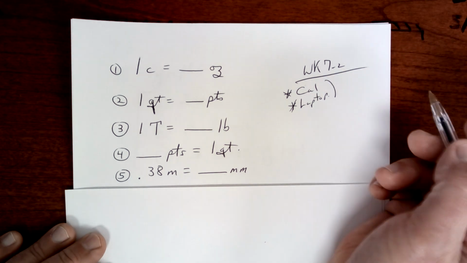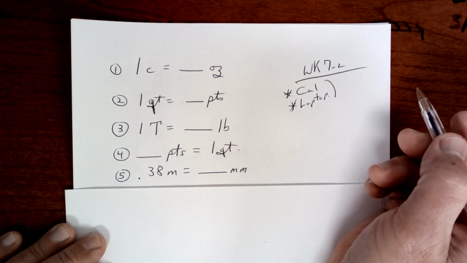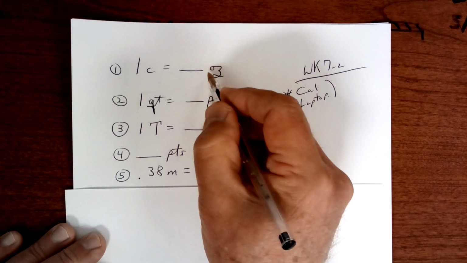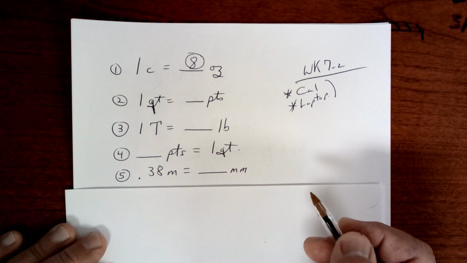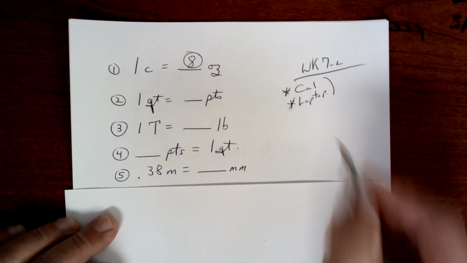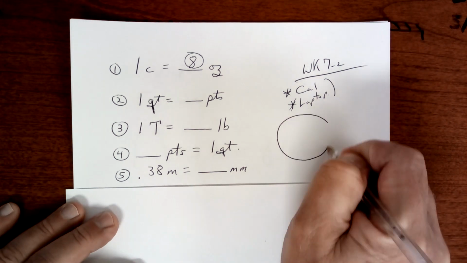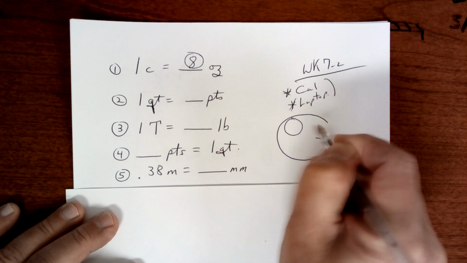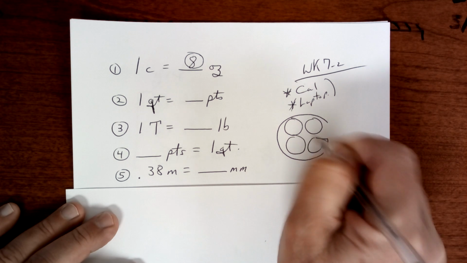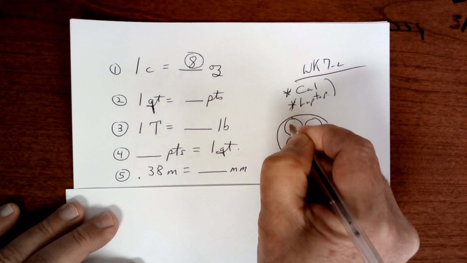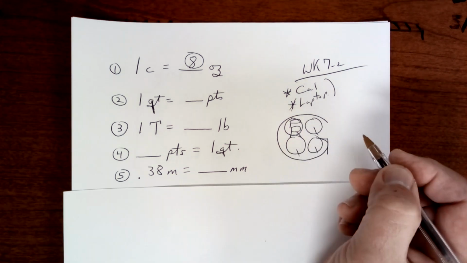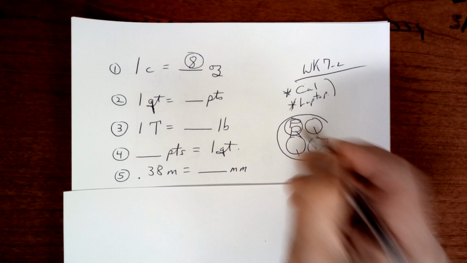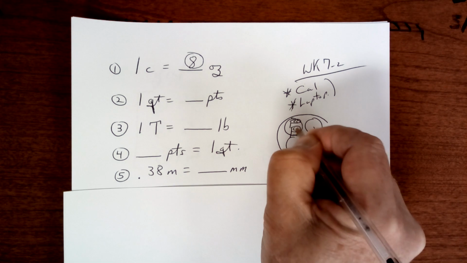Okay. Let's take a look here. How many ounces is 1 cup equal to? 8 ounces. 1 quart. Well, remember that little gallon? So draw a gallon. Put 4 quarts in here. Then put 2 pints. So here, we want to know how many pints. Well, there's 2 pints in a quart.